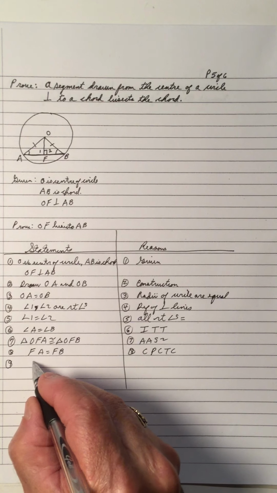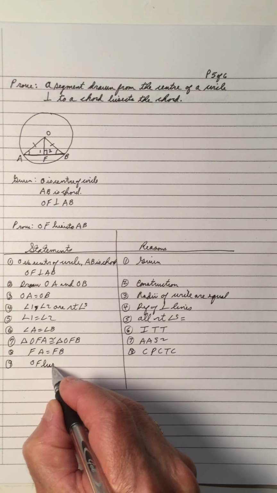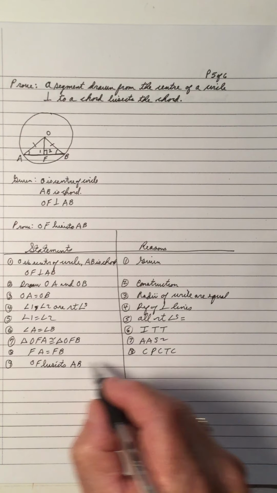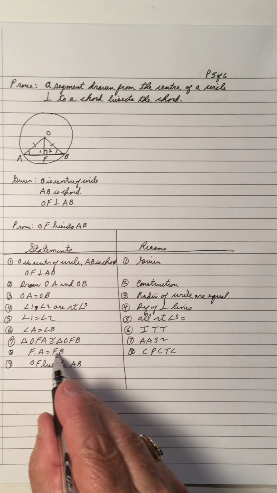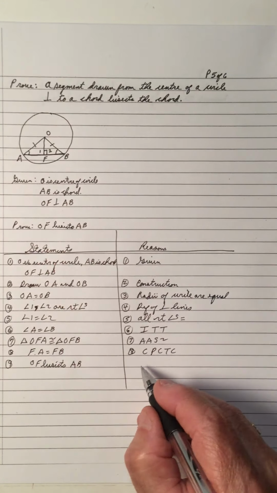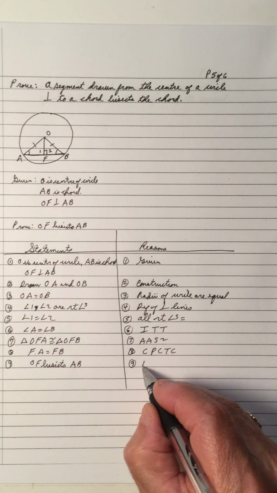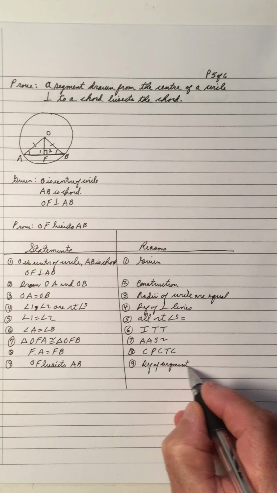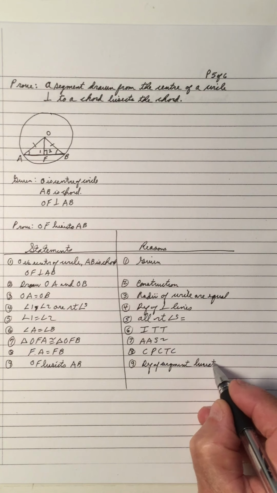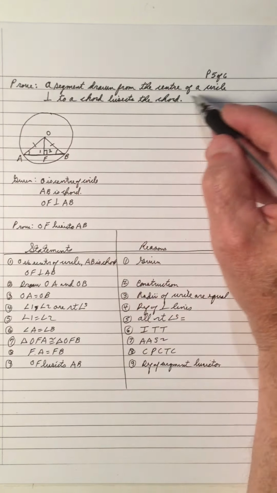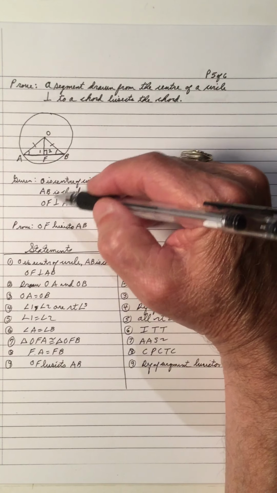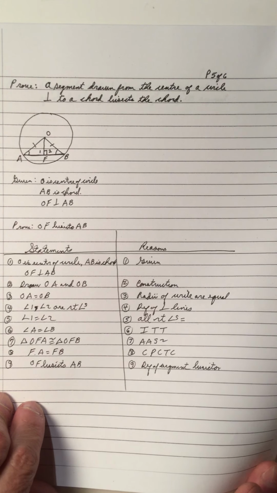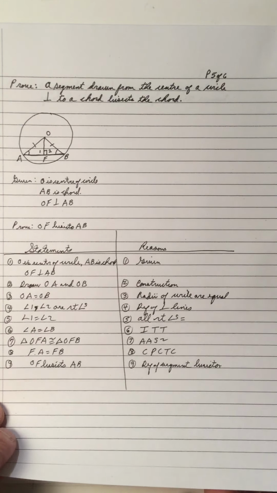And that means that OF bisects AB, because FA equals FB, then it's a bisector. That's the definition of segment bisector. So, from this statement, I drew the diagram, I set it all up, and I did this proof. Again, a nice thing to learn how to do.